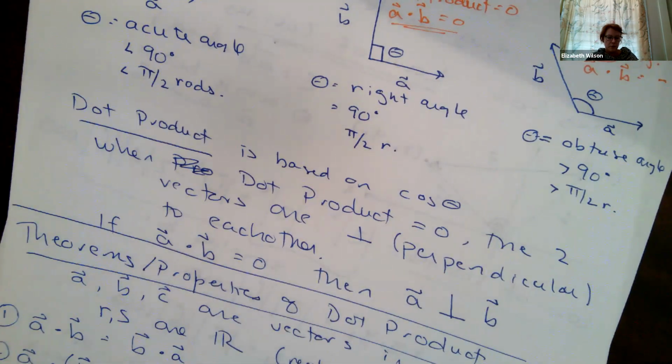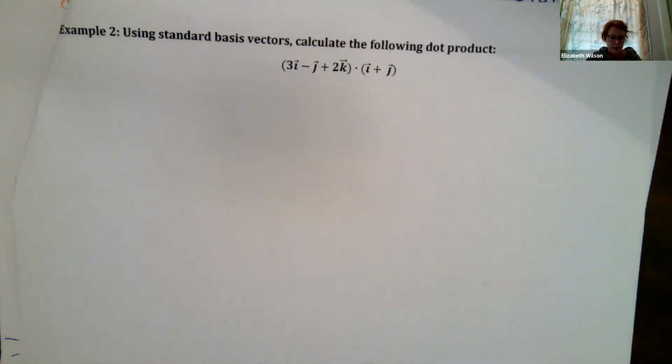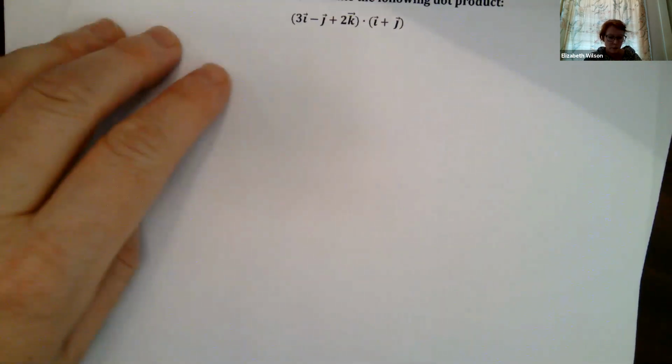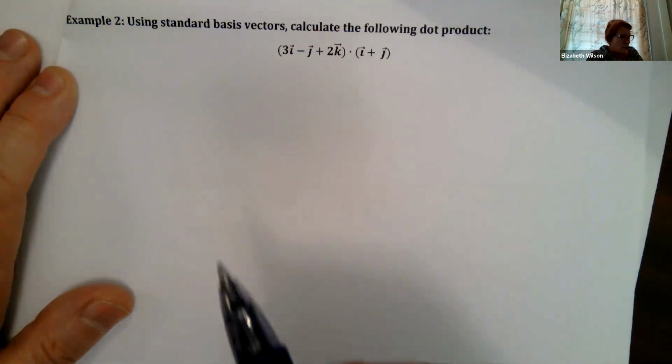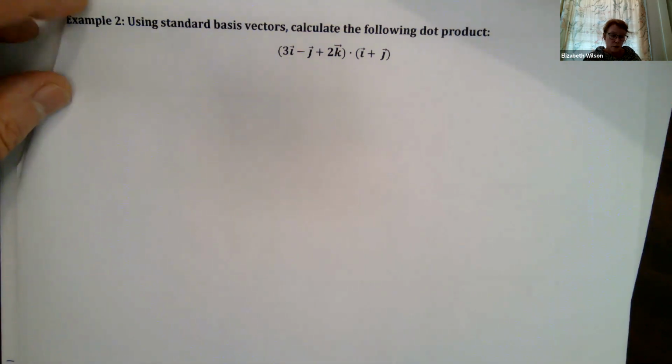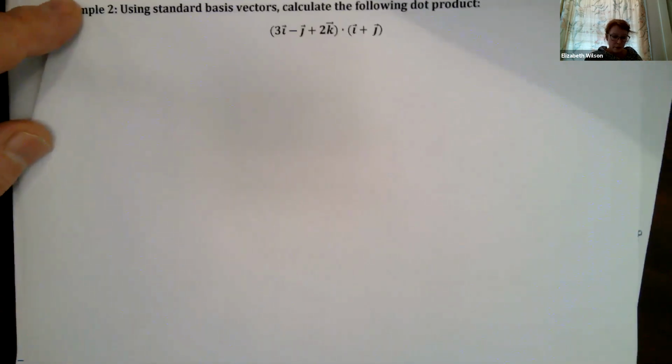Let's do another example. I want to show you with the standard basis vectors. Remember we talked about the i, j, and k. This is example 2. Our standard basis vectors, calculate the following dot product. Now there are multiple ways of doing this. I'll show you two ways. One of the ways I like the best is the simplest one.